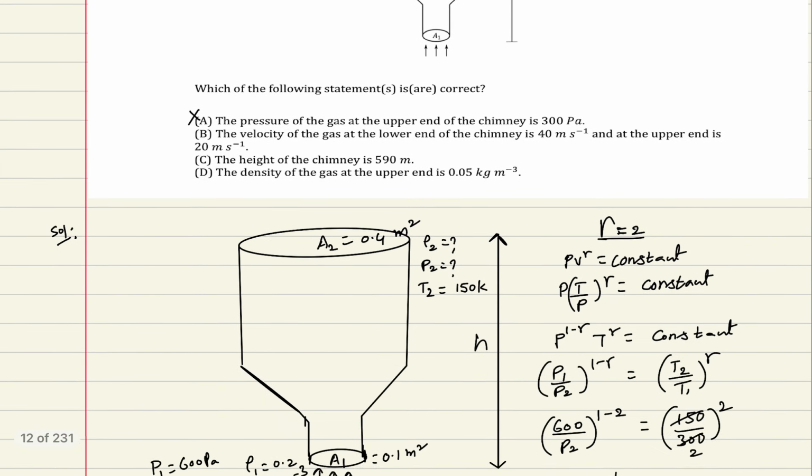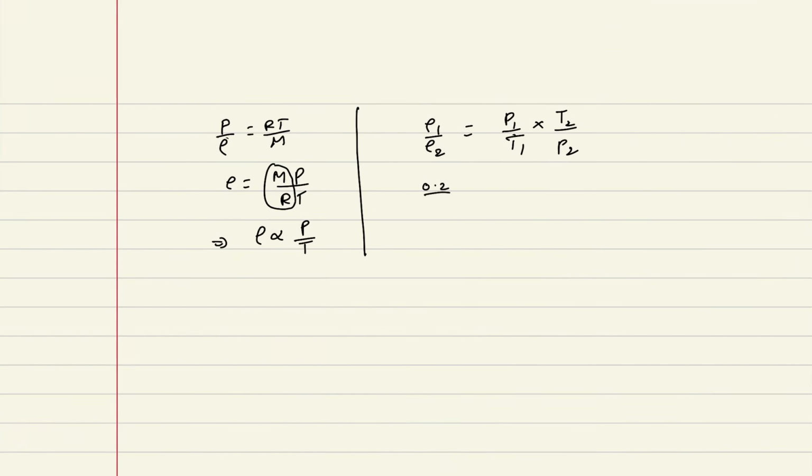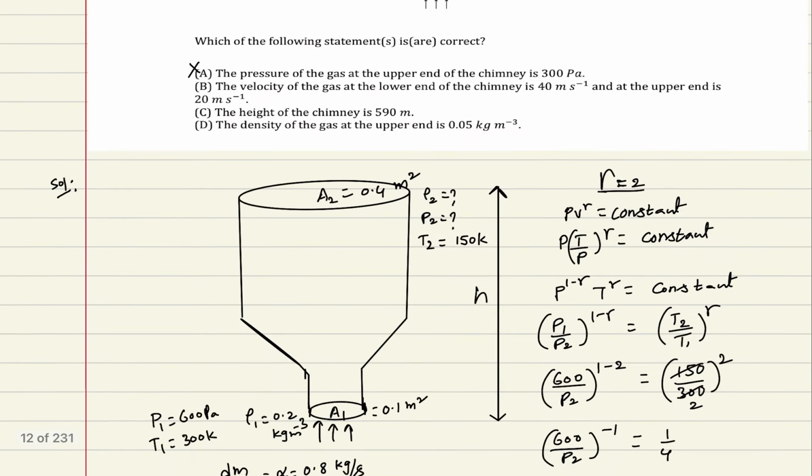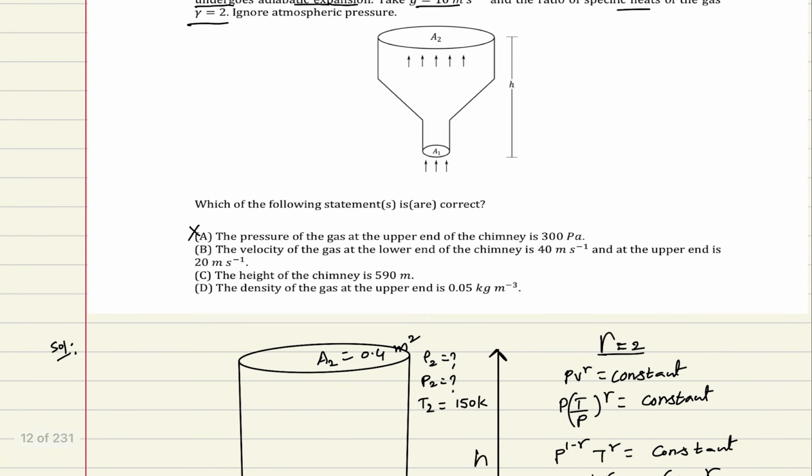So rho 1 value is given according to the question. Rho 1 value is given 0.2. So substitute there 0.2 divided by rho 2 is equal to P1 is 600, T1 value is 300, T2 value is 150, P2 value is 150. So if you see, the 2 times get cancelled, and rho 2 value is 0.2 divided by 2, we will get 0.1 kg per meter cube. So rho 2 value is this. The density of the gas at the upper end is given as 0.05, which is wrong.